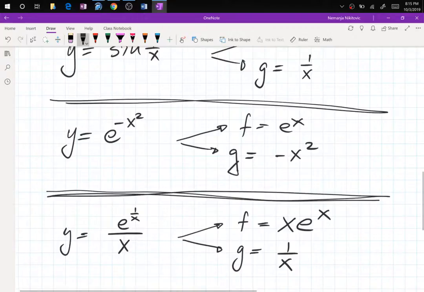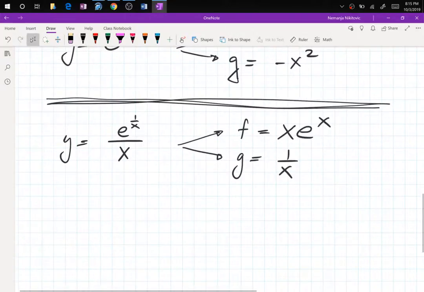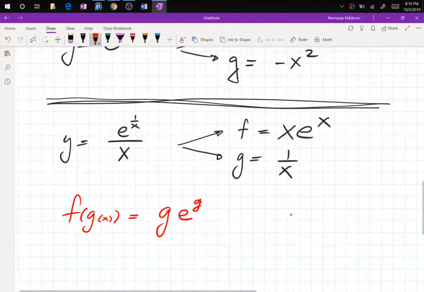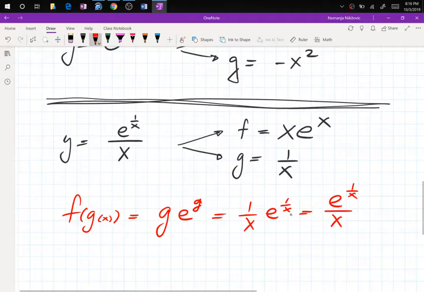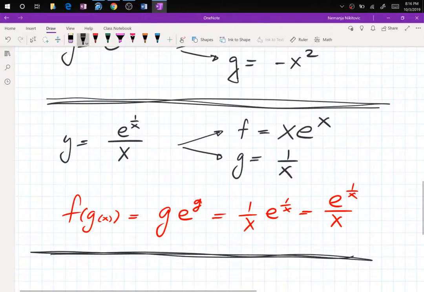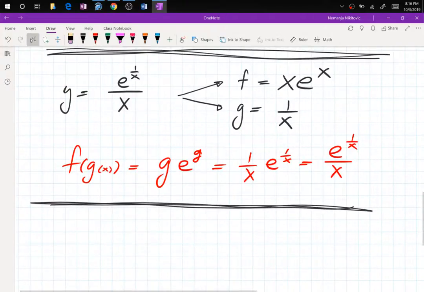Because, okay, so now, what's happening here? I am making f of g of x. So that's going to be my g, e to the g, which is 1 over x, e to the 1 over x, which is e. Aha! See? Spice level 4. Yeah. That one is spicy.